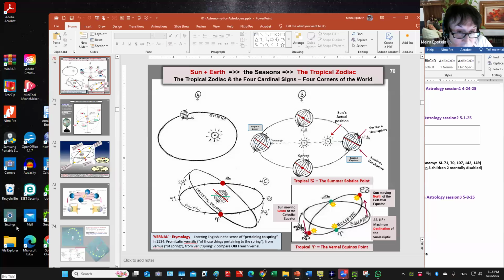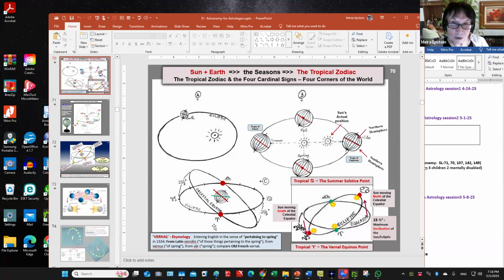Everybody's here. Let me see. Yes, okay. So this page has 4 diagrams, and I'm going to refer to the diagram at the bottom left, because I need to make it quick. This whole page, all four of them, represents the relationship between the Earth and the Sun. The Earth and the Sun. And this is diagram A.